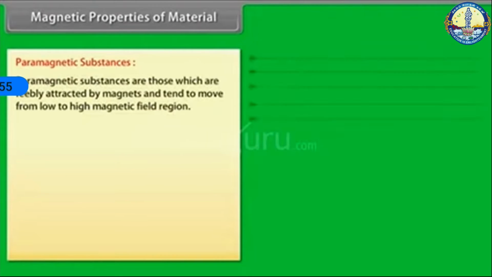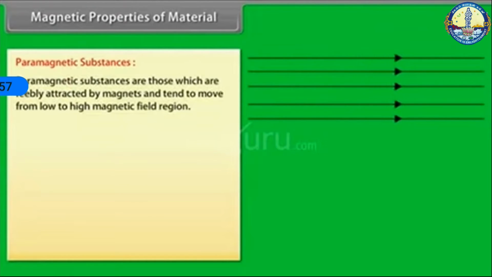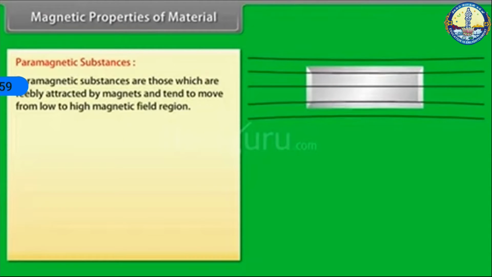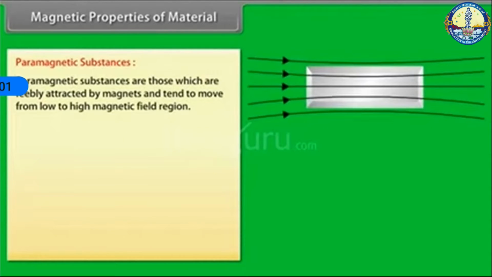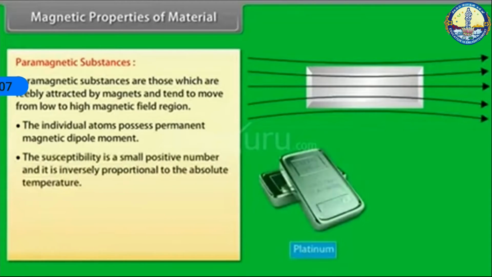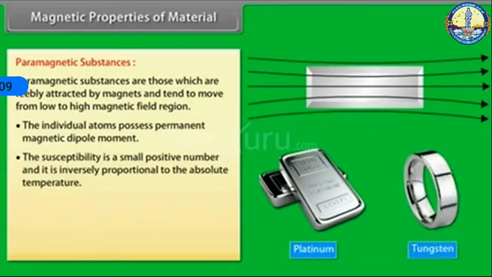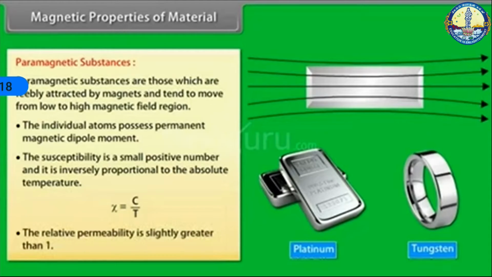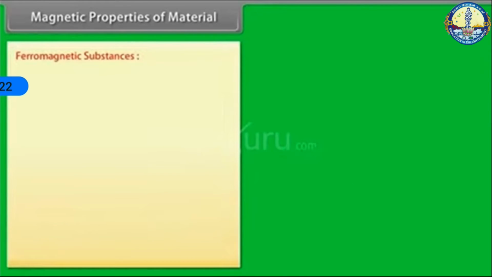Next, paramagnetic substances are those which are feebly attracted by magnets and tend to move from low to high magnetic field region. The individual atoms possess a permanent magnetic dipole moment. The susceptibility is a small positive number and it is inversely proportional to the absolute temperature. So here chi is equal to C by T. Mu R is slightly greater than 1.